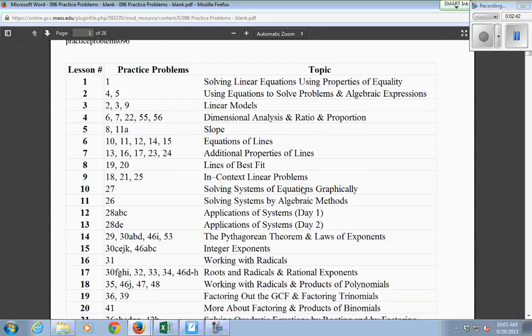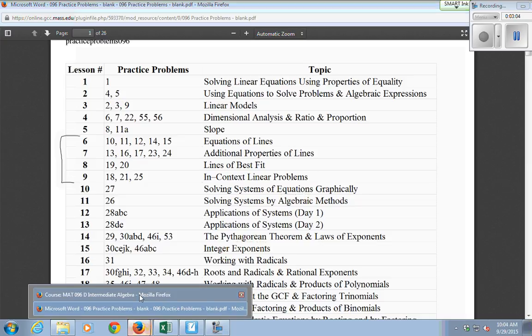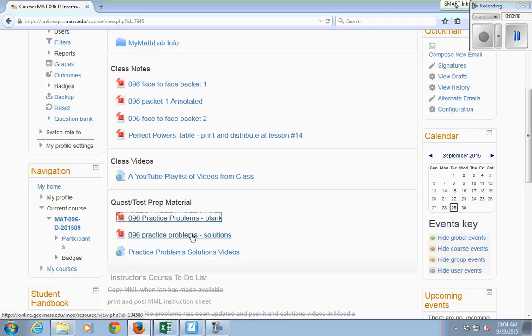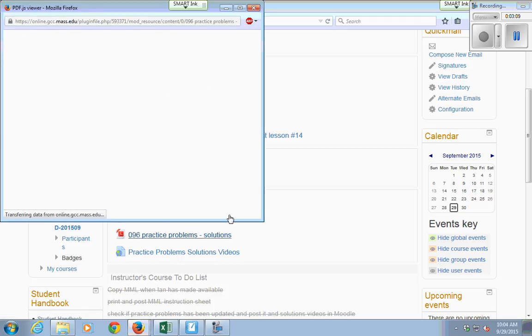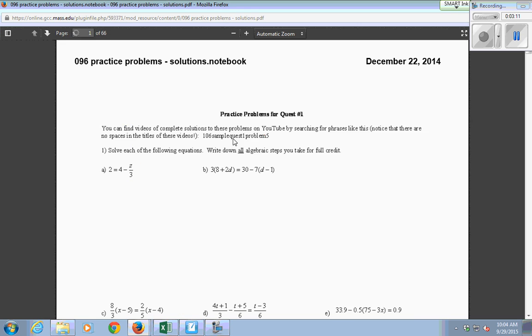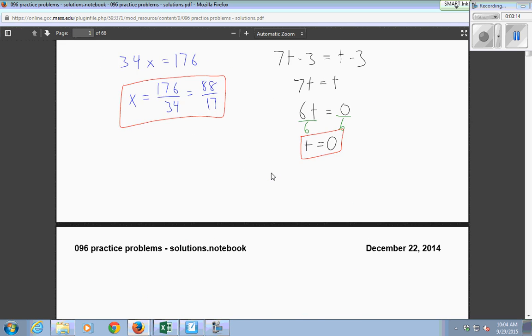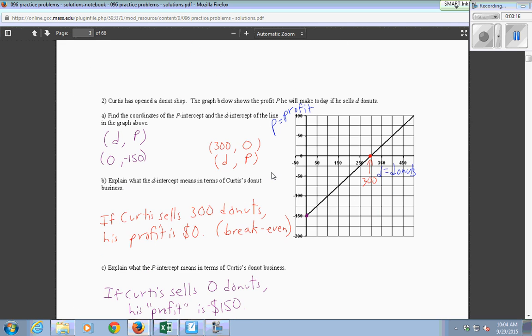So when you open that up, our quest is going to be on lessons 6 through 9. So you look up lessons 6 through 9 here, and you can do the problems next to lessons 6, 7, 8, and 9. And those are practice problems for the topics that will be on this quest. If, as you're working through those problems, you get stuck, you don't know how to solve it, you can click on the practice problem solutions packet, and here all the solutions are written out to each problem in the packet. They're all solved with the work shown.